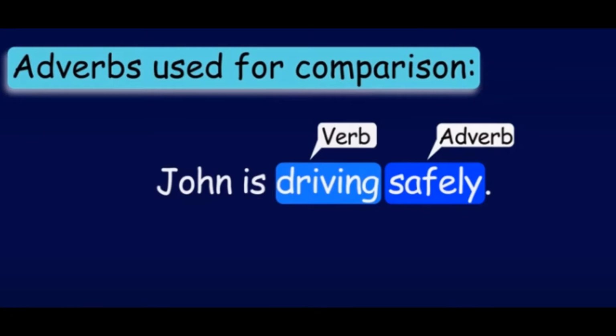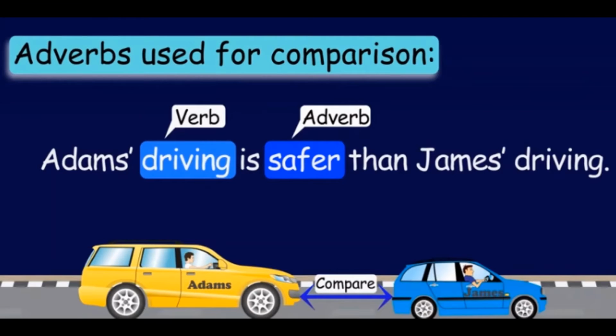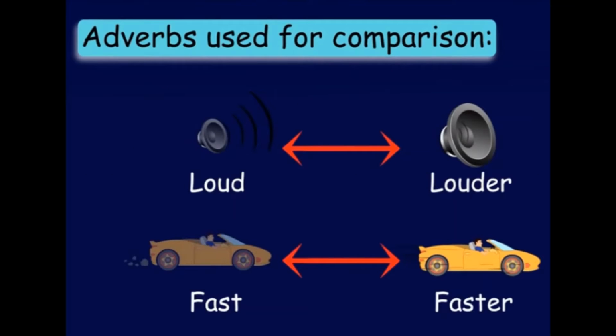So let's see how adverbs are used for comparison. Like Adam's driving is safer than James's driving. So both of them are driving, right? But Adam's is safer because he's going slow. So what is the adverb here? Safer. We are adding er to safe, and it becomes safer. It's a comparison between the two people.